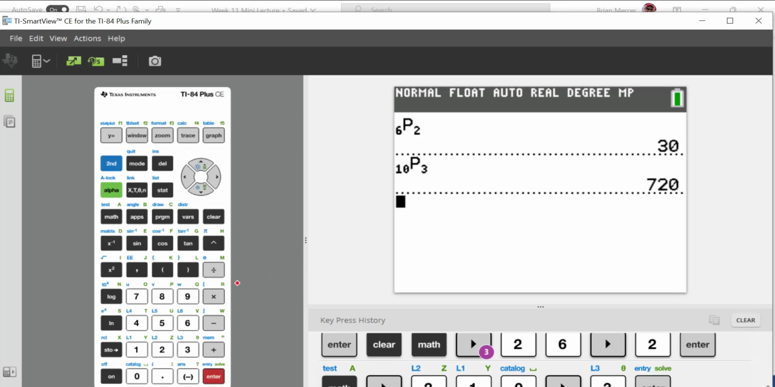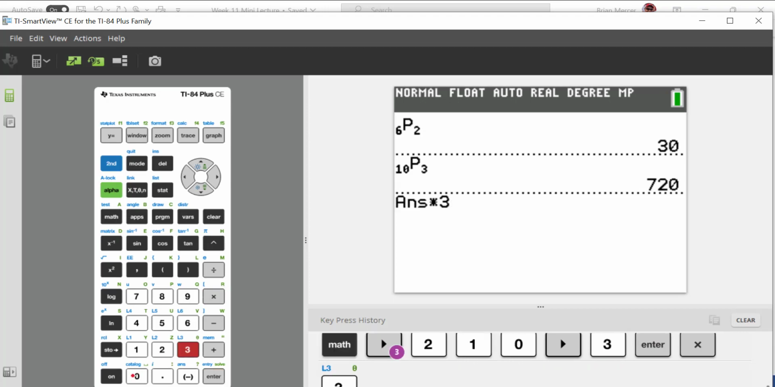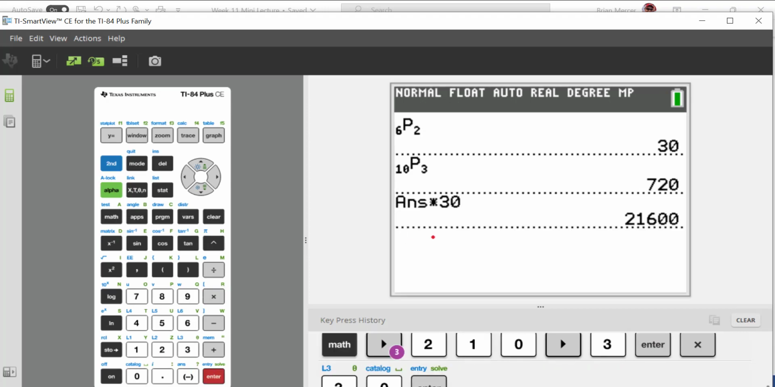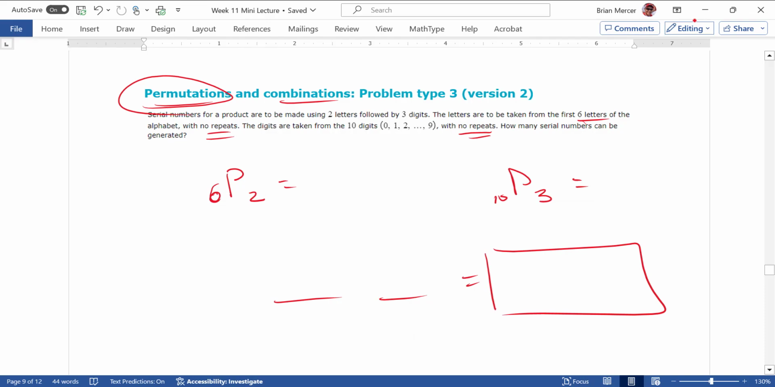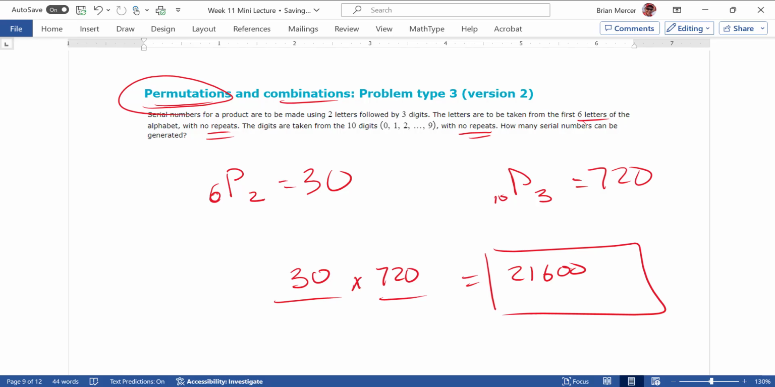And so 720 times 30, I'll take that now just so I have that done. There's 30, there's 720, and then there's 21,600. So 30 of them here, 720 of them here. If I take 30 times 720, that was 21,600. I may be wrong on that one. Oh yeah, 21,600. Yep. So 21,600 serial numbers could be constructed using that process.